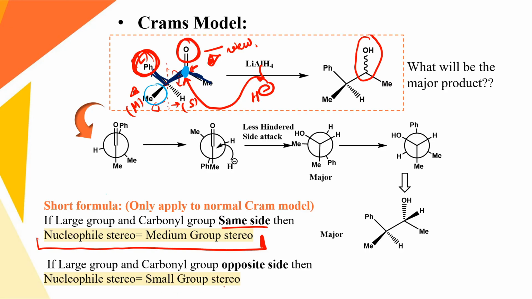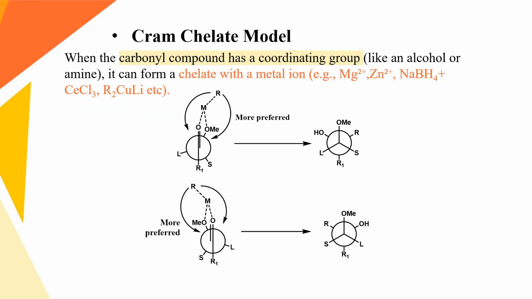If the large group and carbonyl group are on opposite sides, that means a staggered position 180 degrees apart, then the nucleophile stereo is equal to the small group stereo. This is a very important short trick, and it actually saves you in the examination. Now let's move to the variation of the Cram model, which is called the Cram chelate model.